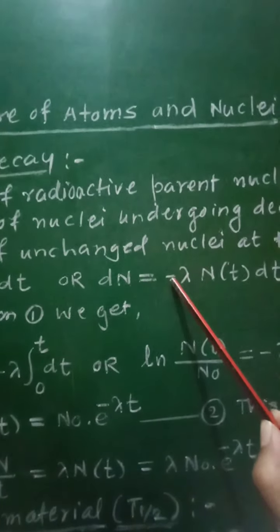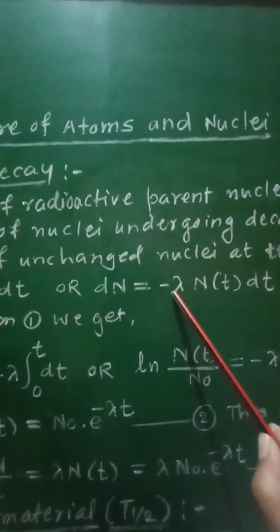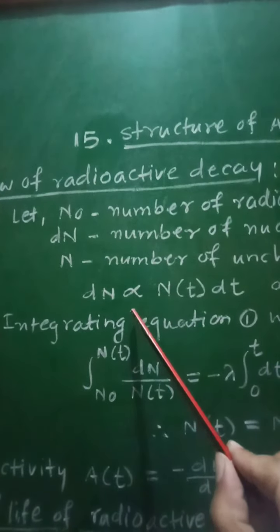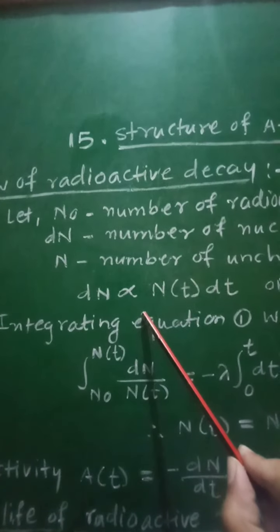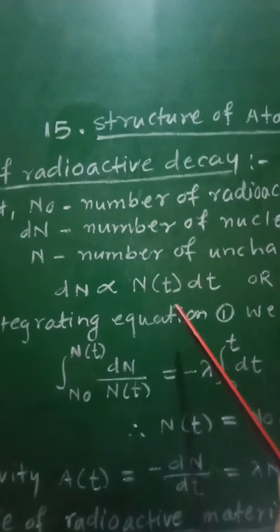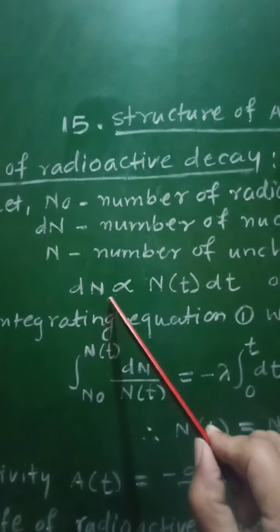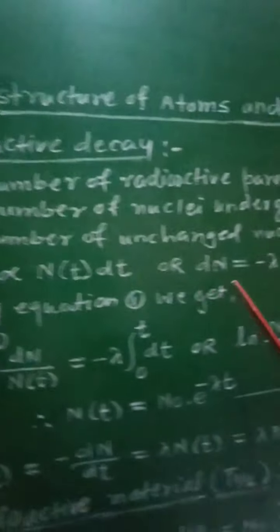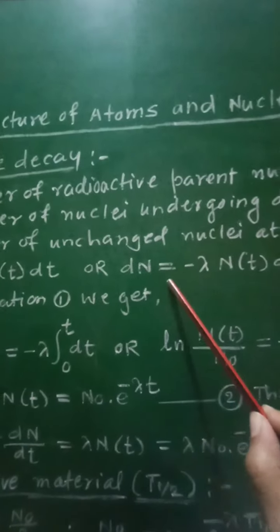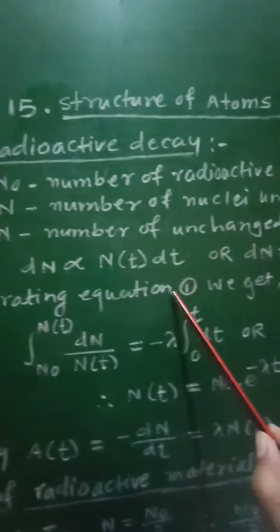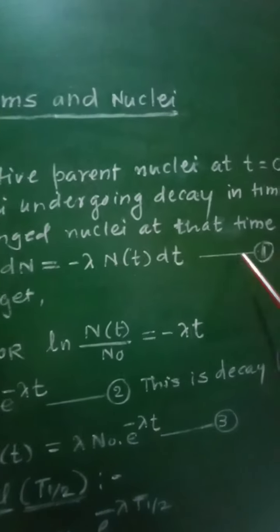Now this negative sign for this lambda indicates that the change in number of parent nuclei dN is decreasing as time increases. So this dN will decrease with time dt, and therefore we integrate this equation, that is dN equal to minus lambda N(t) dt. Integrating equation 1.